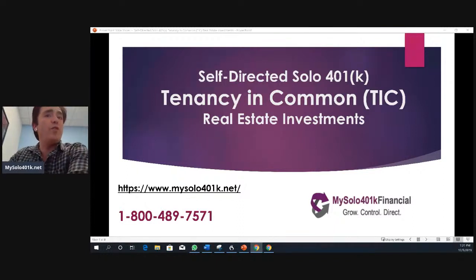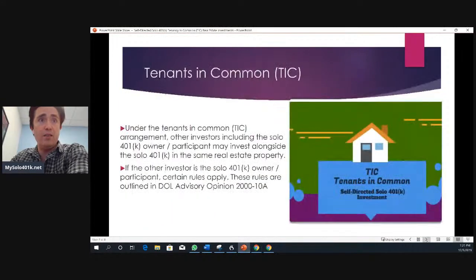So let's get started. Today's webinar, we're going to be going over tenancy in common, which is a way of investing your solo 401k funds in real estate. Previously we talked about using a solo 401k to invest via an LLC. Today's discussion is going to be going over how to invest via a tenancy in common. So let's talk about that.